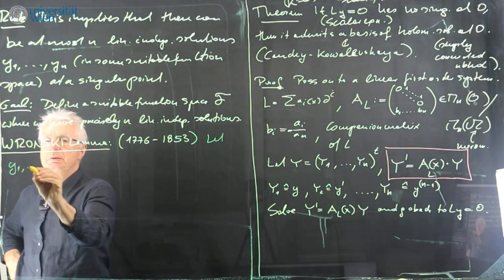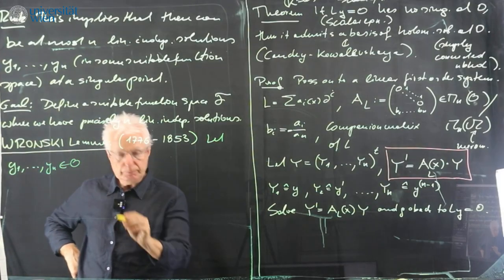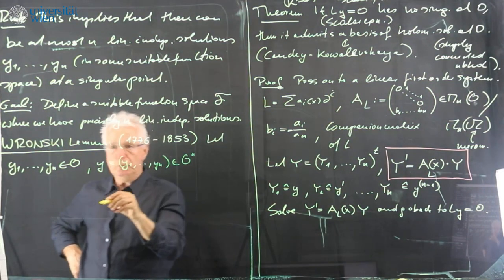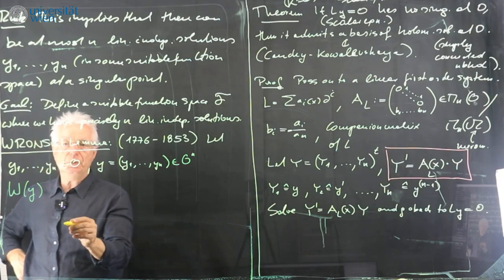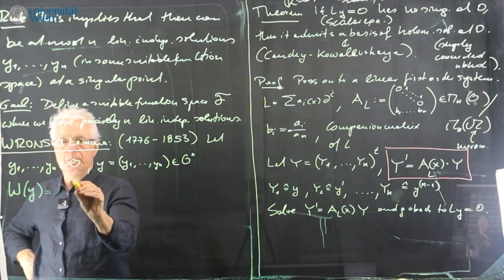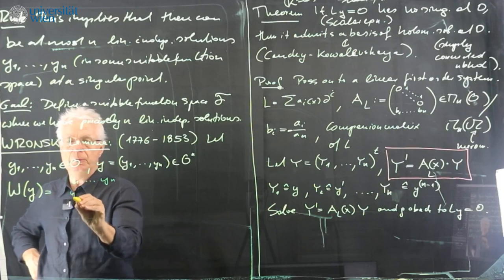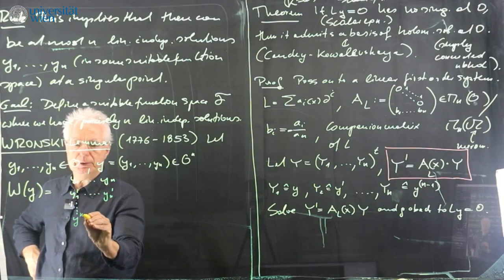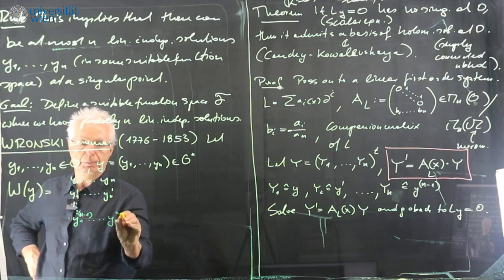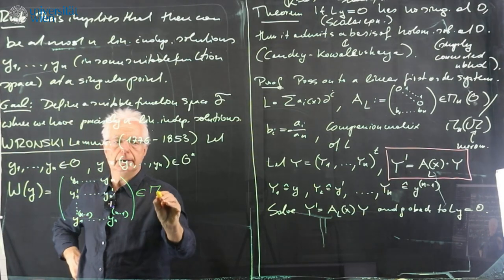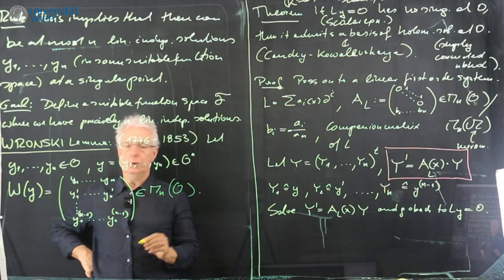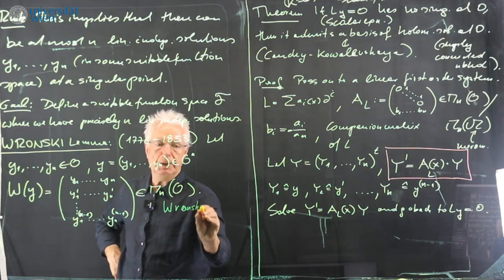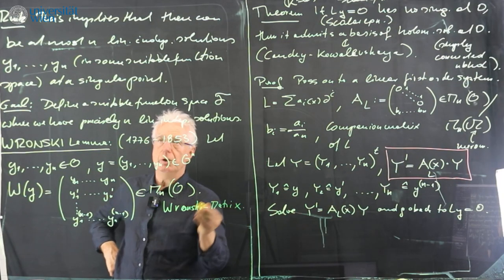Let y1 up to yn be in O. Let me write y for the vector in O to the n. And we form the following matrix, W(y), which is called the Wronskian of y1 up to yn. So we take y1, ..., yn in the first row, y1 prime, ..., yn prime, and we go up to the differentiation n minus 1. So this is now an n by n matrix with entries holomorphic functions, or meromorphic functions, I don't care. This is a Wronski matrix. Its determinant is often called the Wronskian.